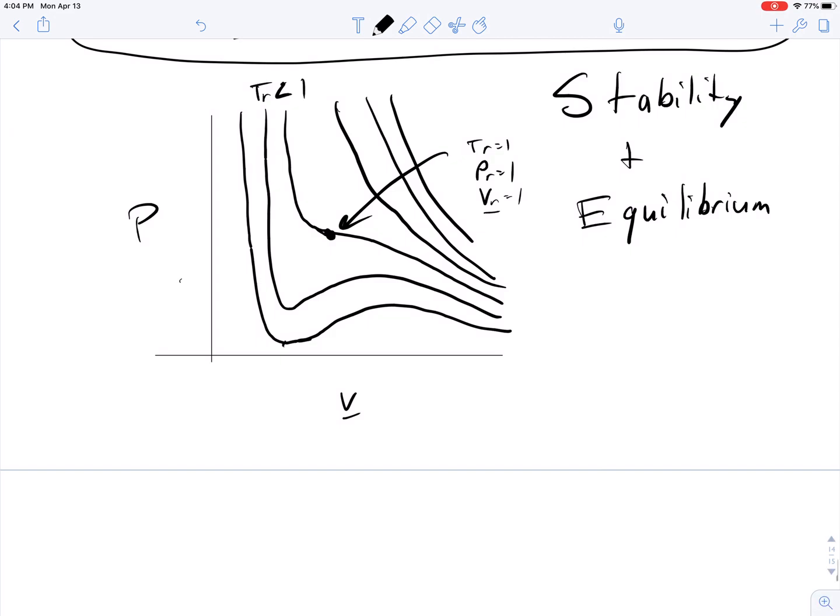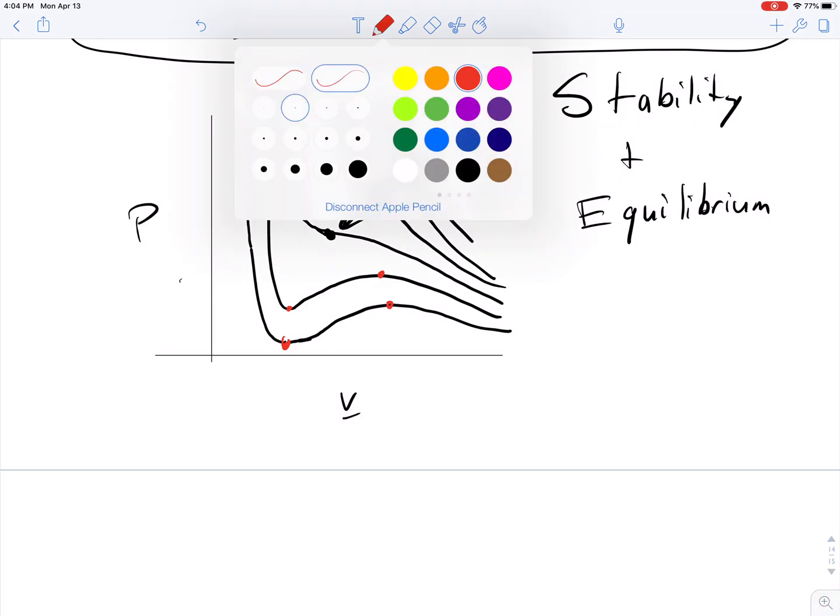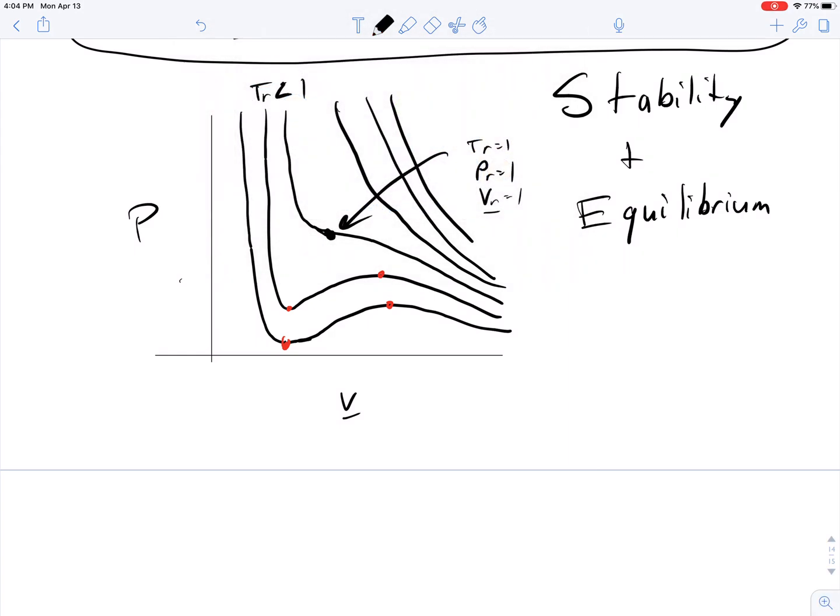And in this regime, there's local minima and maxima. And you'll notice also that within this regime, for any given pressure, in this region where you have these bumps, you have the chance of hitting the curve 3 times.